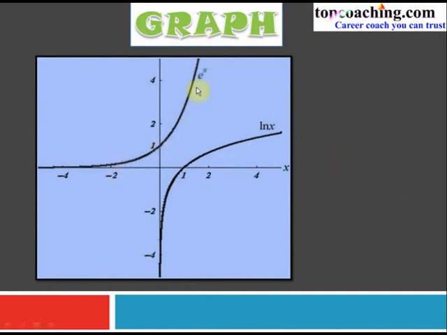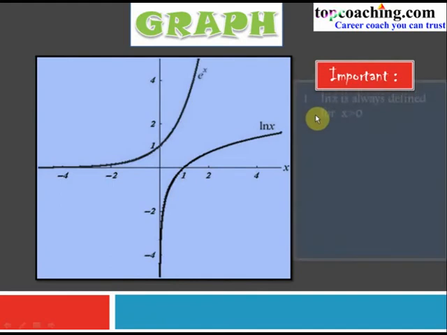And this is the graph of e to the power of x. It is in the exponential form. So this represents the graph of e to the power of x, and this represents the graph of ln x. Remember that both of them are inverse of each other, and so both these graphs are symmetrical about the line y equal to x. Now we are going to focus only on the graph of ln x.